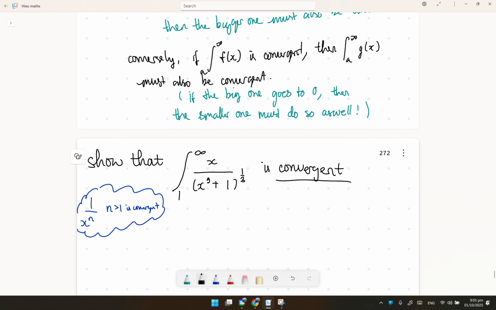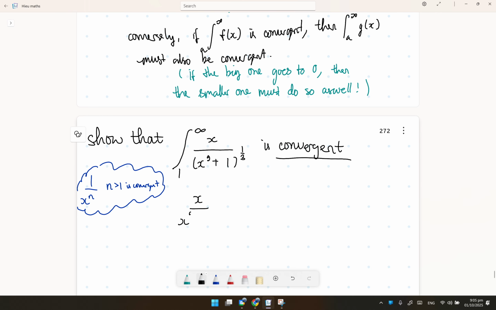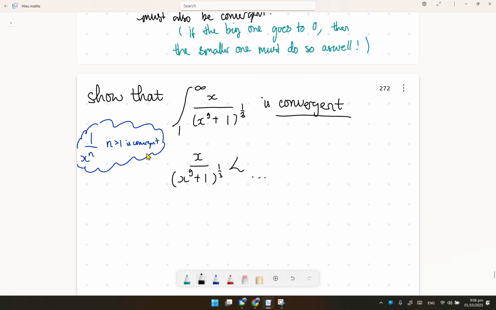Now we're going to have to find a function that's larger than this. We should be able to end up with a statement that says x over (x to the power of 9 plus 1) to the power of 1/3 is smaller than something, and if we can prove that this something is convergent, then we can prove that this is convergent. With these types of questions, they're going to be biased towards this kind of proof where we can show that it's smaller than 1 over x to the n, and for any n that is larger than 1, that is convergent. We did that proof in the previous video.